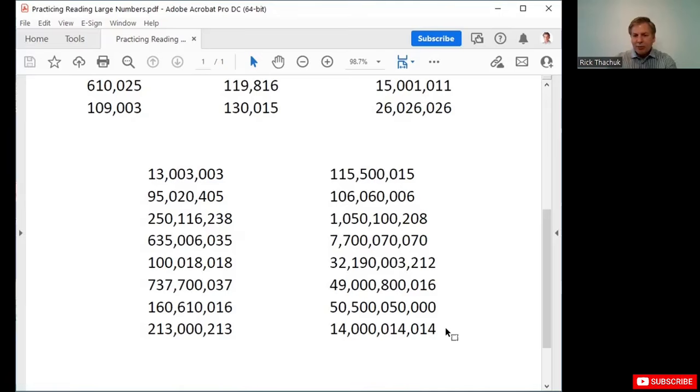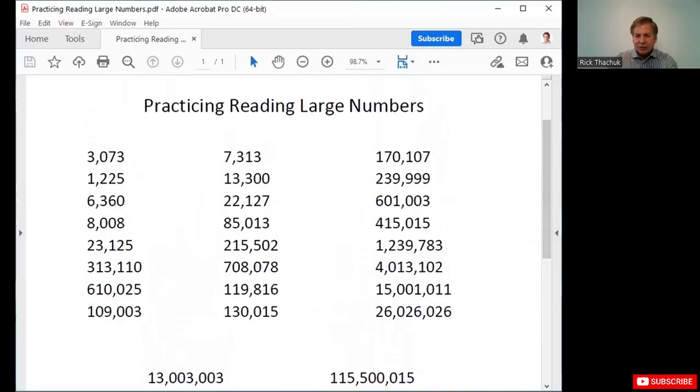Okay, now I will point to a number and I would like you to say it. I will say the number after you. So I'll leave a pause for you to say the number, and then I'll go ahead and say it, and you will know if you got it right or not. This number right here, can you read this number for me? So you should have said 23,125. Let's try another one.